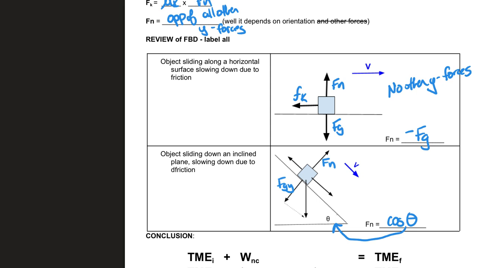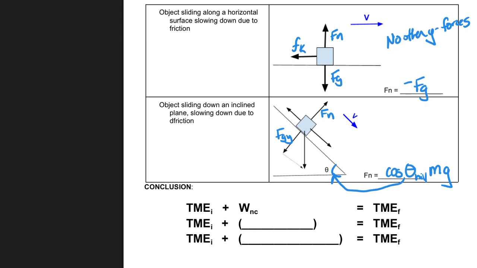If there's friction on an inclined plane, you do have to pay attention to, is it the angle of the hill or the angle of the forces? So this is the angle of the hill, cosine theta of the hill, times mg. Okay, so let's look at three different ways that we're going to write this formula.